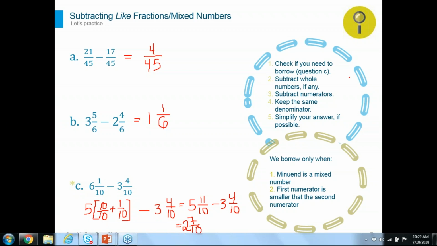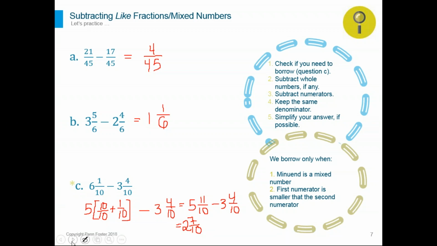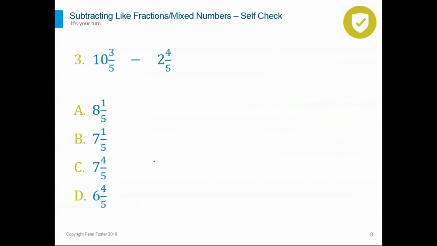Okay, let's move on to a self-check question. 10 and 3 over 5 minus 2 and 4 over 5. Look at the numerators. Do you see a problem? Do we have to borrow, or it's just a simple subtraction problem? What do you think?